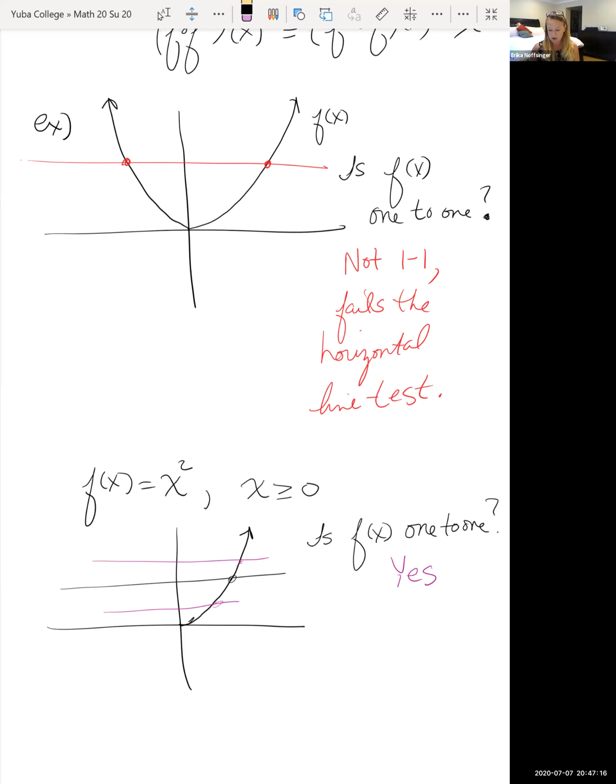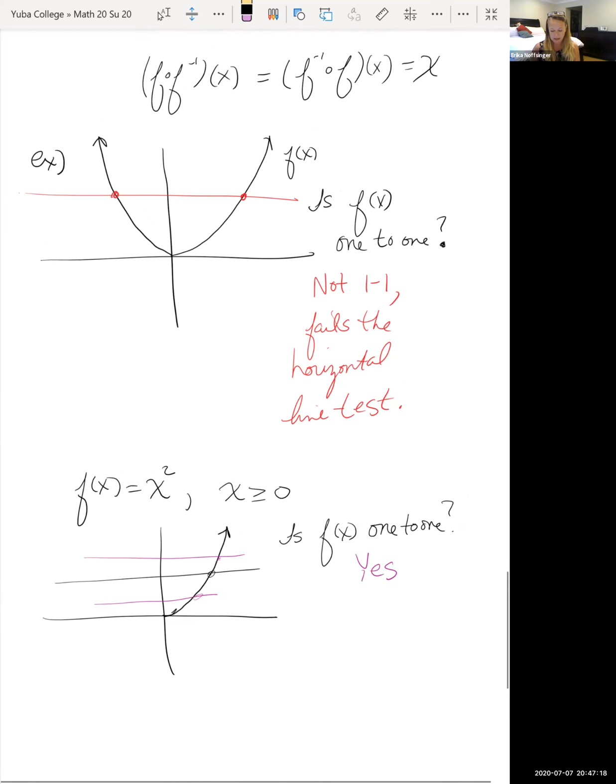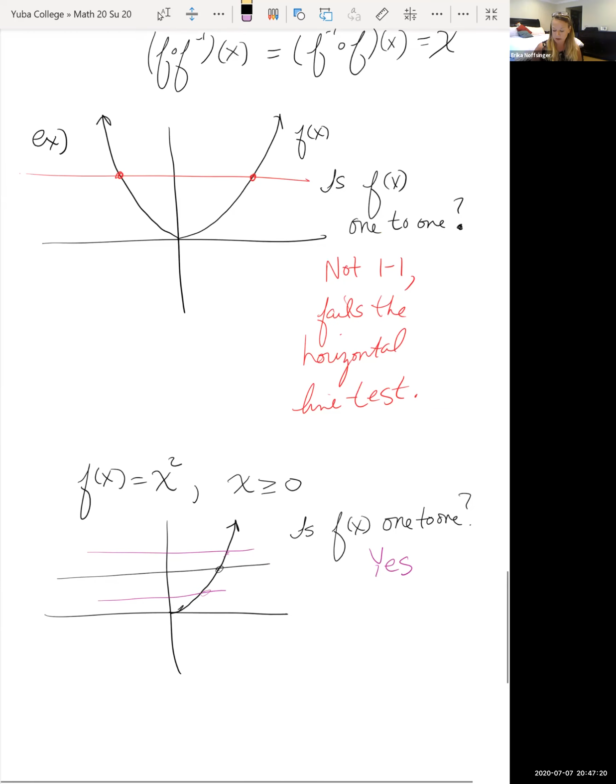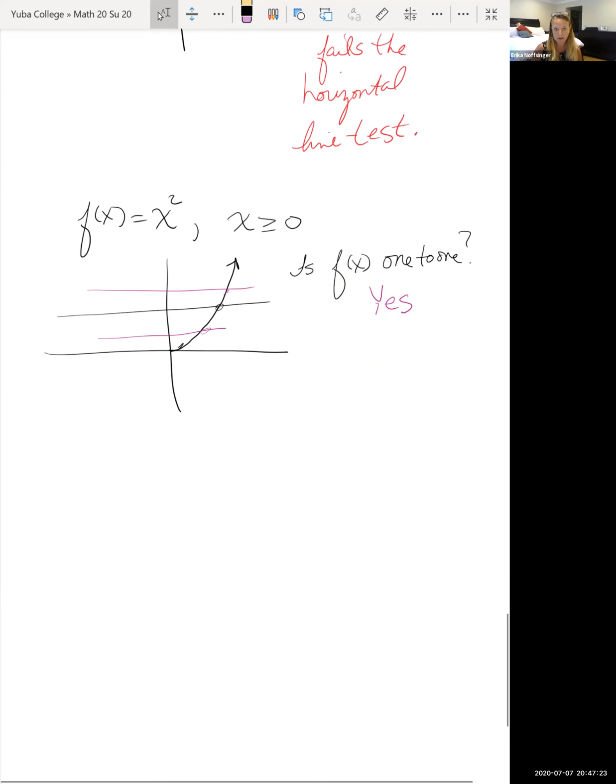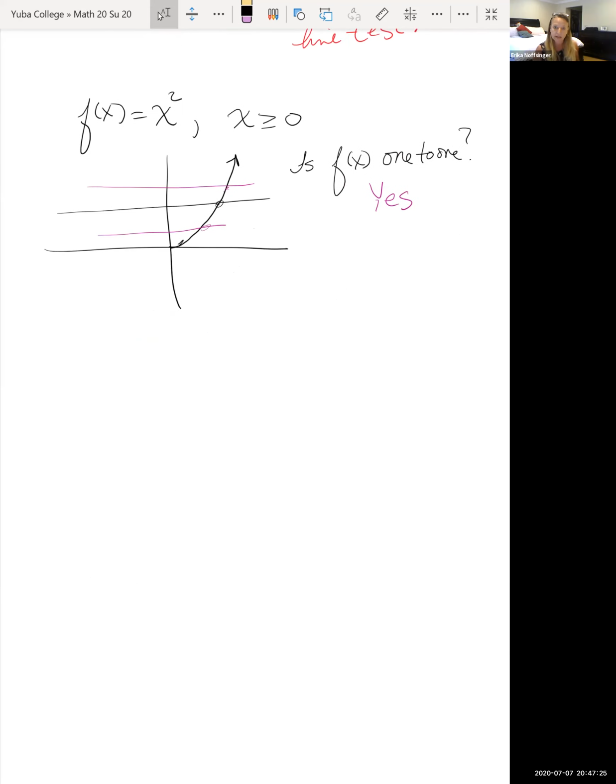And so if you've done trig before, you've noticed that in order for trigonometric functions to be one-to-one, you had to limit the domain in order to have an inverse function.